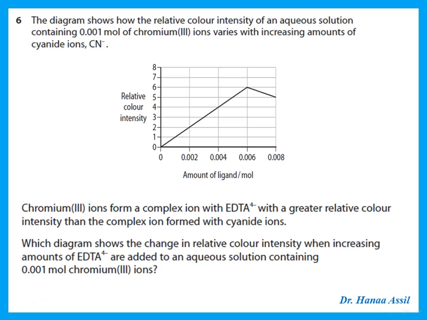The diagram shows how the relative color intensity of an aqueous solution containing 0.001 mole of chromium-3 ions varies with increasing amounts of cyanide. Now, he's telling me that chromium-3 also forms a complex ion with EDTA with a greater relative color intensity.